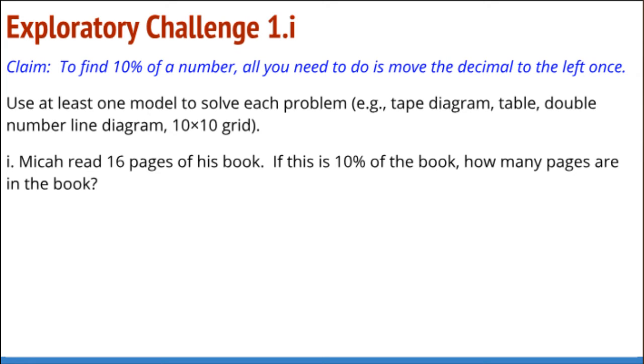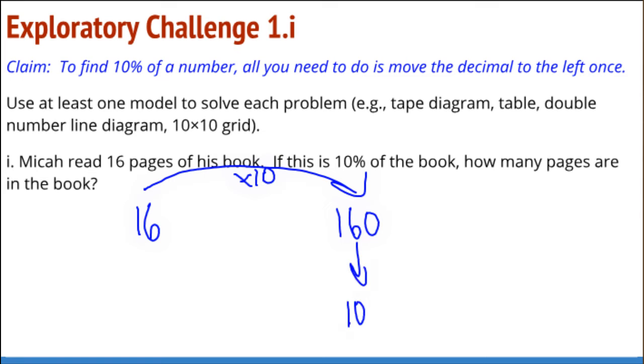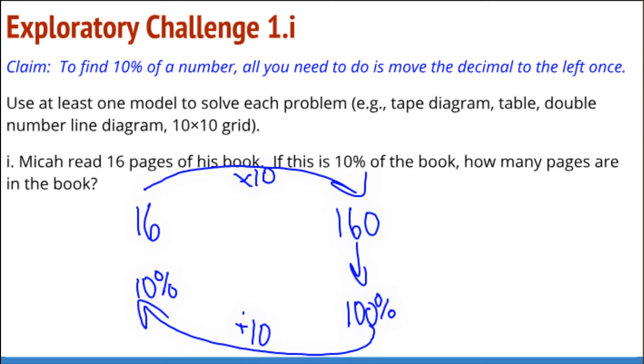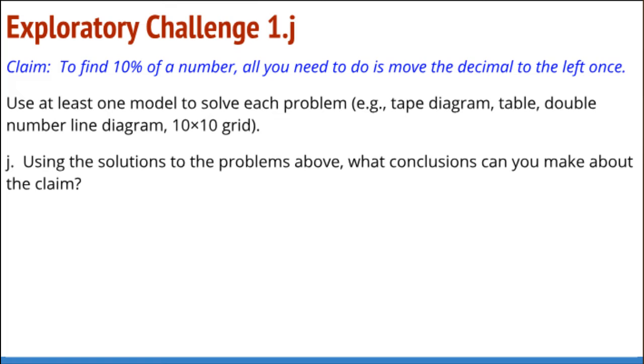16 pages of his book. If this is 10%, what we just showed on the last problem, if it's 10%, I will scale it up. I will multiply times 10 and get 160, which is equal to 100%, which if I divide by 10, brings me back to 10%. So what conclusion can be made about the claim? Well, this is a true claim.